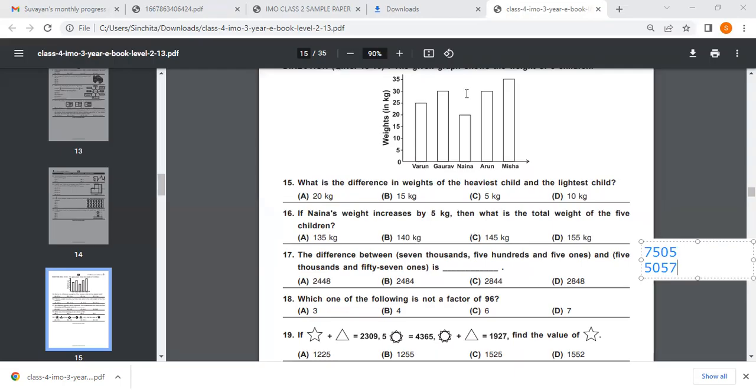Ma'am, I cannot understand number 19. Who cannot understand number 19? Ma'am, Roshni. Roshni, your number 18 is wrong, beta. Both Roshni and Debangshu. Wait, I'm explaining number 18 to everyone.